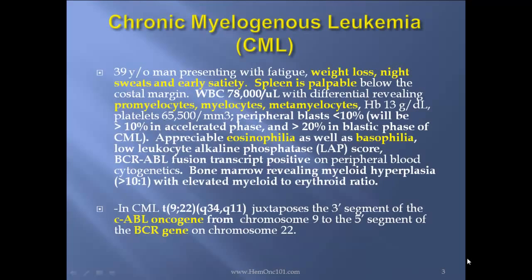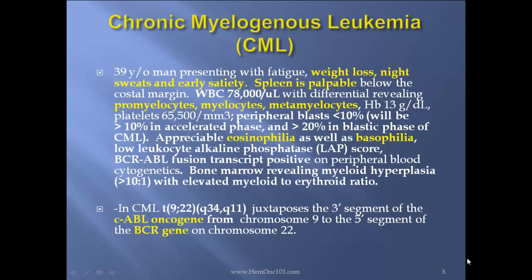Chronic myelogenous leukemia, CML, case report. 39-year-old man presenting with fatigue, weight loss, night sweats, and early satiety. Spleen is palpable below the costal margin. WBC 78,000 with differential revealing promyelocytes, myelocytes, and metamyelocytes. So we'll see a whole array of the cell line.